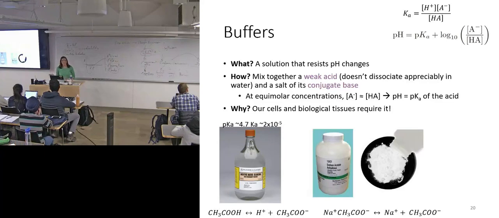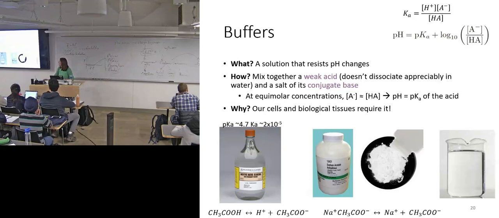Here's sodium acetate, and here's the reaction for that. So we have sodium and acetate bound to each other, and then we put them into water, and they would dissociate or dissolve. We're going to have sodium ions, and we're going to have our acetate ion. So I mix these together to make my buffer.